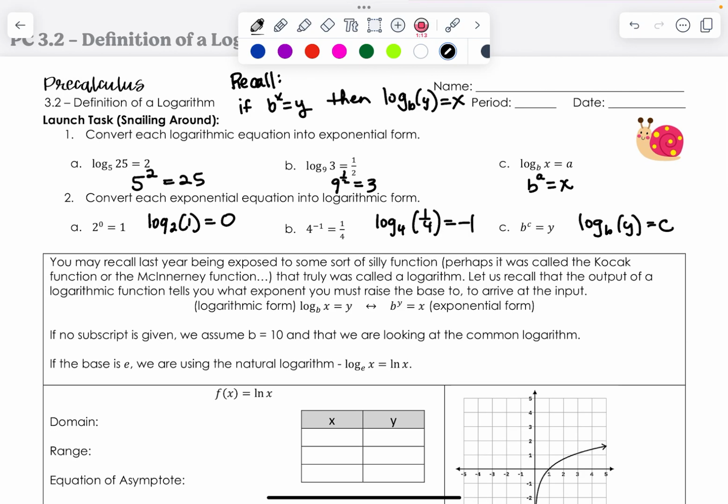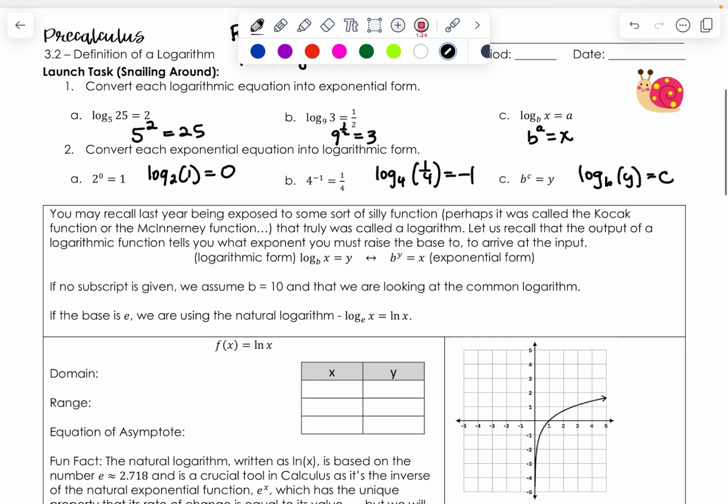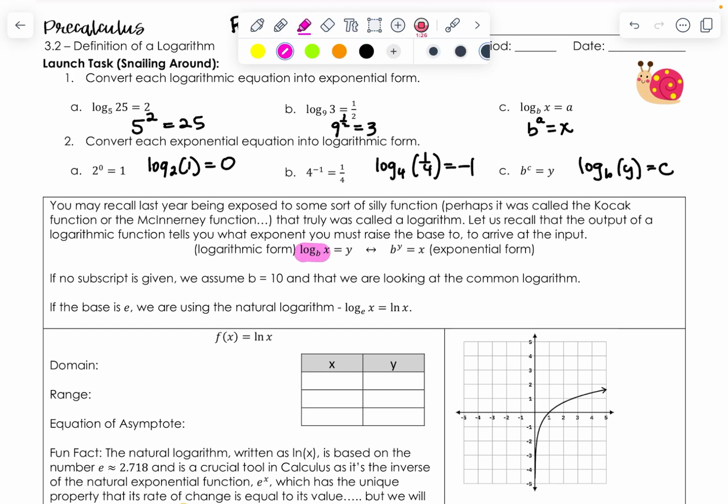You may recall last year being exposed to a silly function that was either the Cossack function or McInerney function. That truly was called a logarithm. So I have it highlighted here. If log base b of x is y, that's true if b to the y equals x.